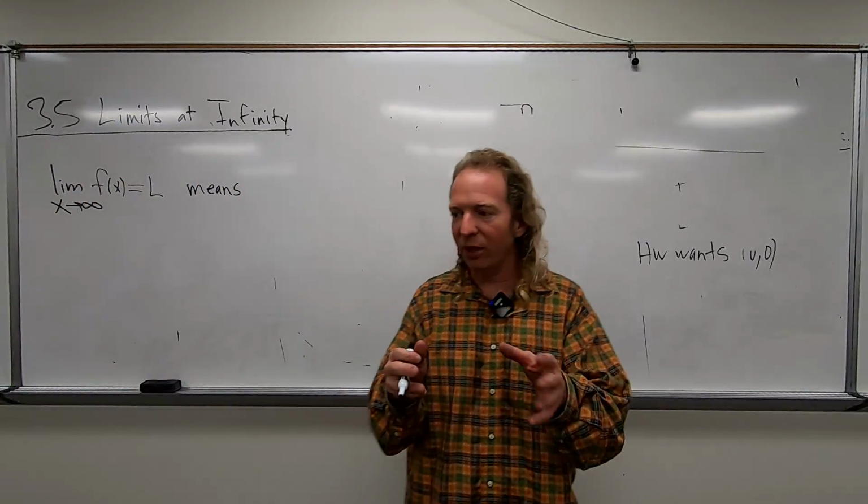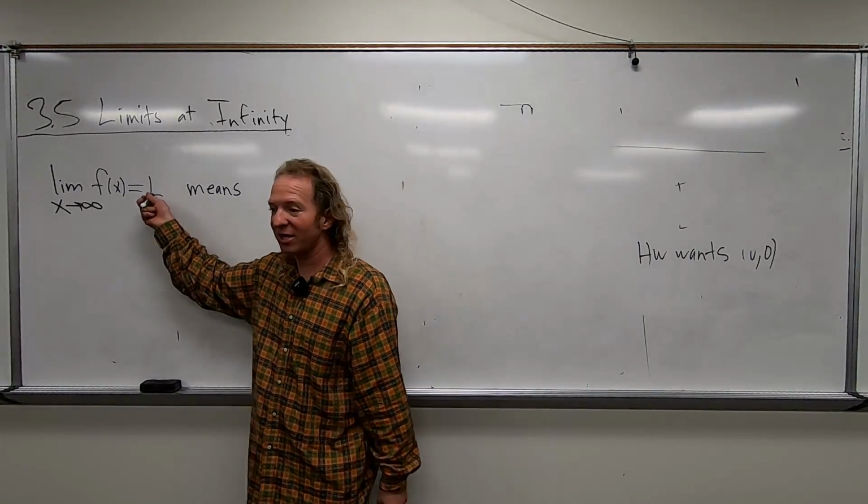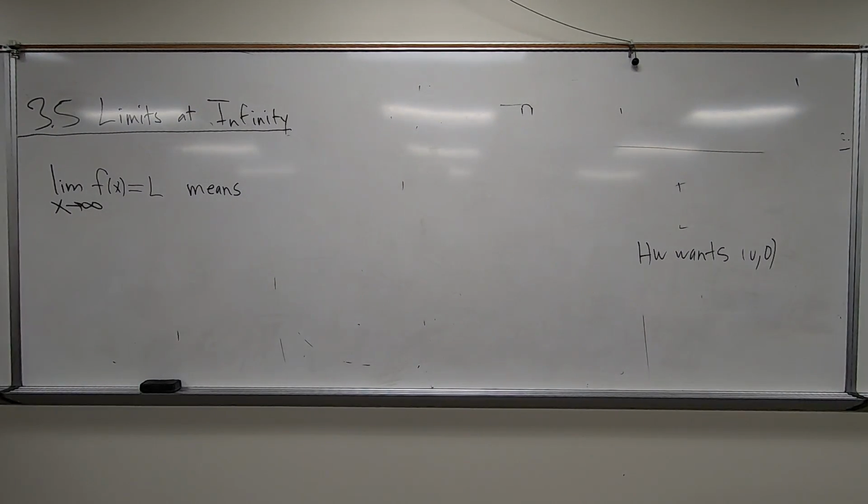So as x gets really, really big... Would it be like an asymptote? This is going to be a horizontal asymptote. Yeah, good. So if this happens, basically it'll look something like that.